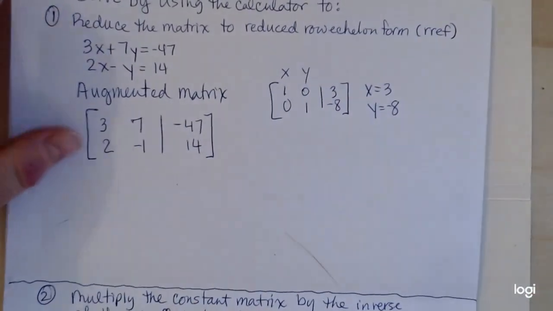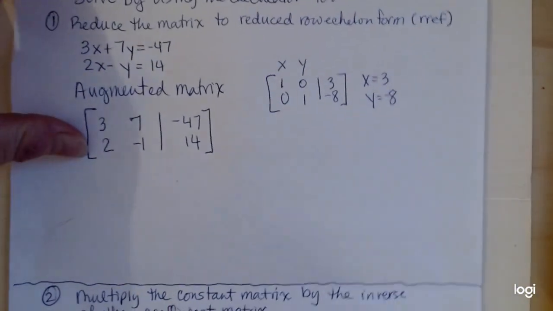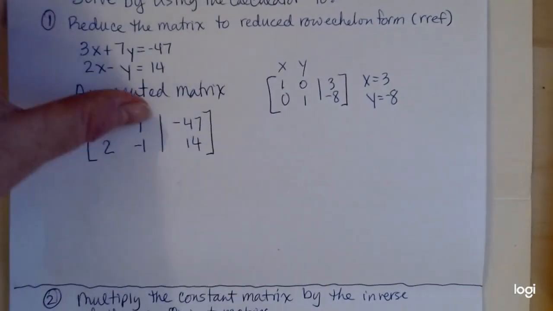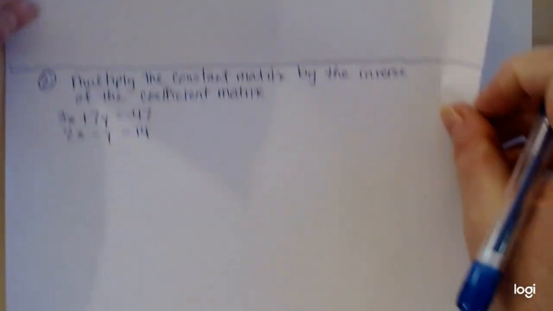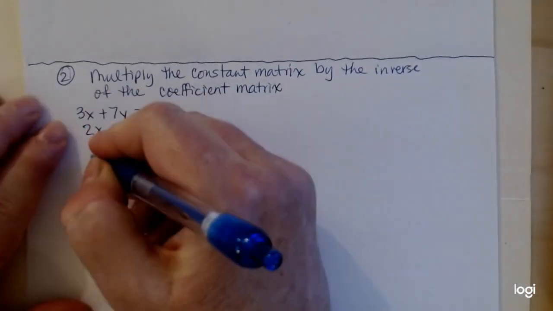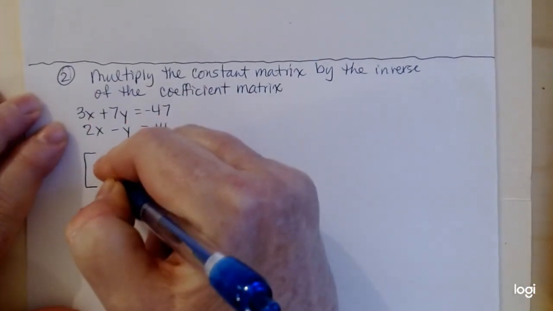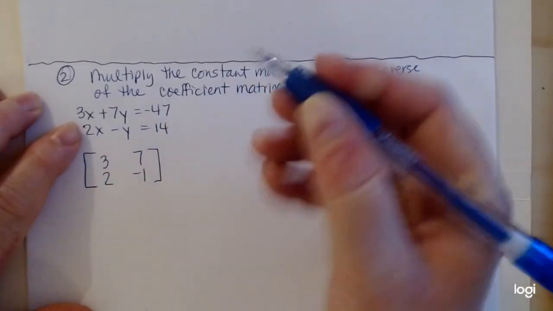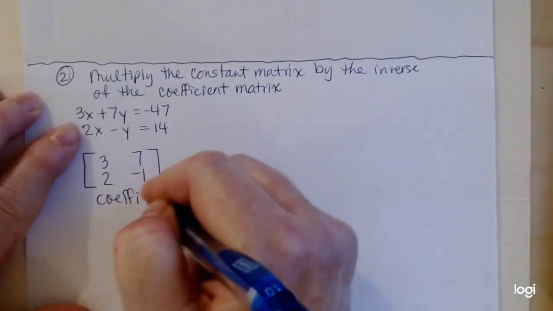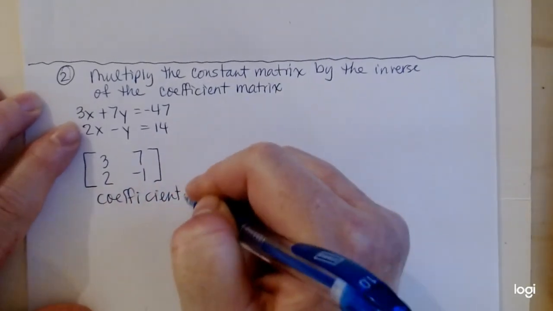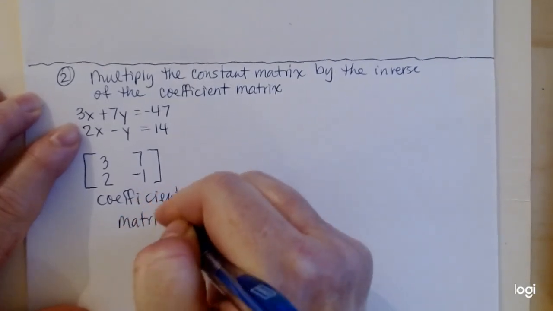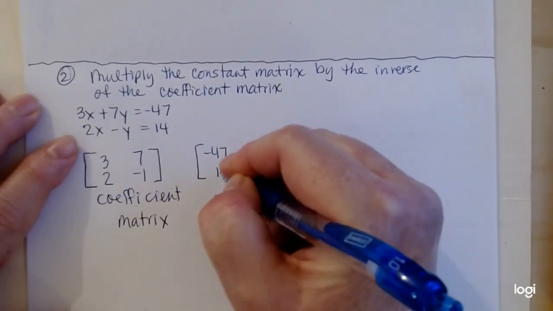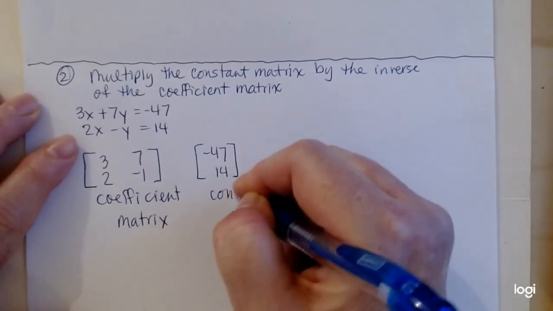The last way that we're going to look at solving this, and by now we certainly know the solution, is we're going to use the matrix again, but we're going to use a matrix of just the coefficients. This is the coefficient matrix, and we're going to put that in one matrix. And then we have the matrix with the constants, -47 and 14. And this is the constant matrix.